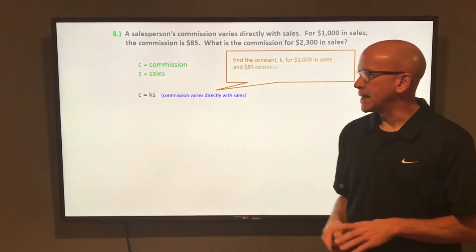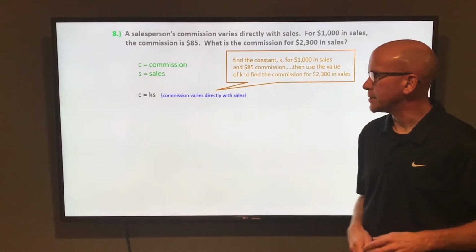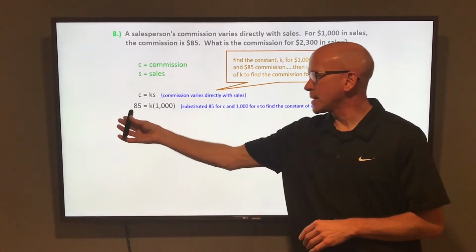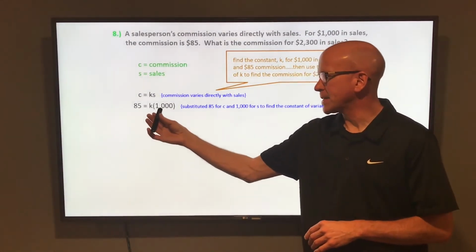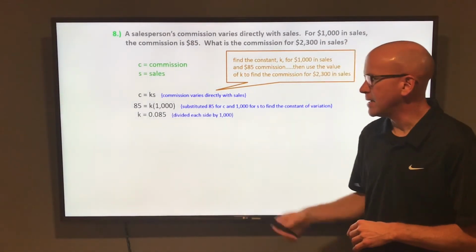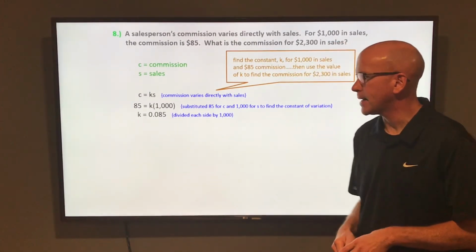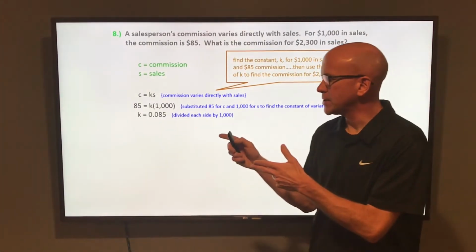We're going to find the constant of variation here, and then we can use that to answer the question. So we know that the commission is $85. We know the sales is 1,000. To find the constant of variation k, divide each side by 1,000. If you divide 85 by 1,000, it's 0.085. So the constant of variation here is 0.085.